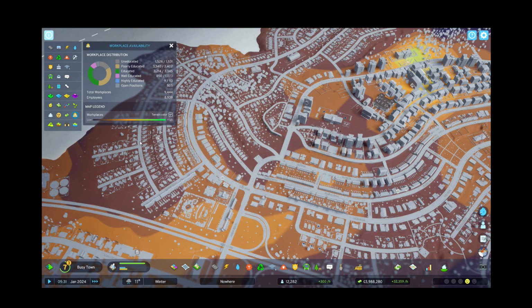So yeah, very similar info view to all the others we've been looking at, but this tells us about the workplace distribution, so how many jobs we have available for our uneducated, poorly educated, educated, and so on. And how many total open positions we have, I guess, between all of the different levels of education. So that's pretty cool as well. That way you can kind of focus on what you need to. You're not creating too many jobs if they're not being filled anyway, or you are creating enough jobs, if the demand is high. So good that you have those types of menus for reference.